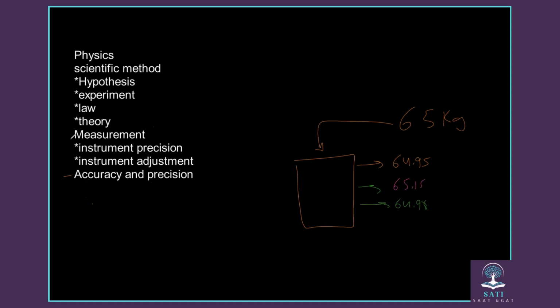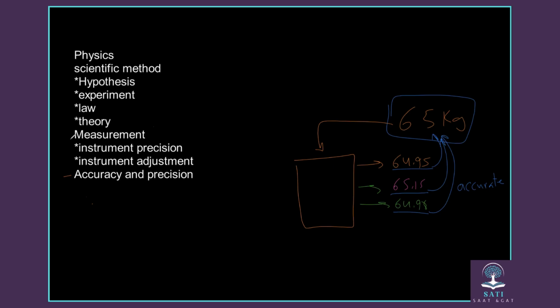So as you see now, these values, are they close to the actual value? So the actual value is 65, and this scale now, for this mass, it gave me the first reading like this, second reading, third reading. So these readings now, they are close to what? They are close to the actual value. So if they are close to the actual value, in this case, we say this one is accurate. So this scale now is accurate.